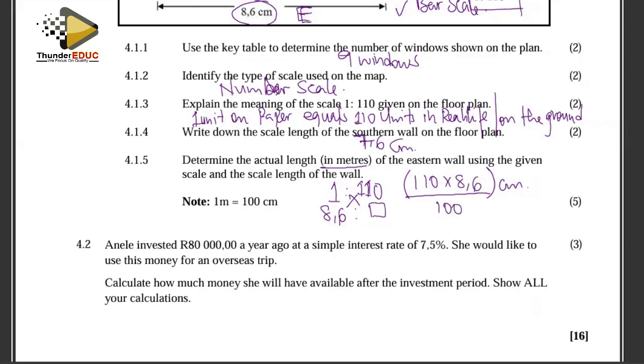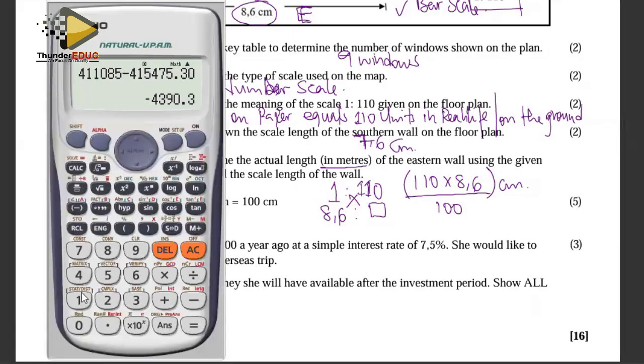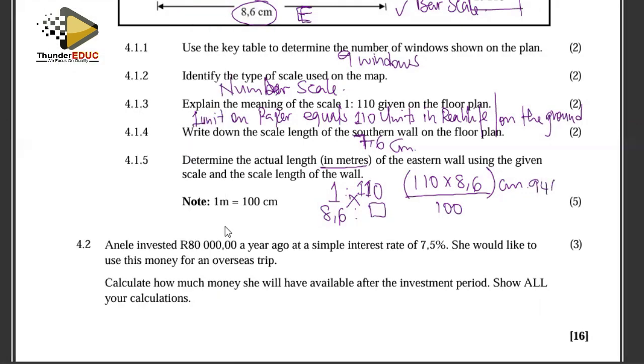Okay, let's come here and we say 110 times 8,6. We have 946 divided by 100, and the answer becomes 9,46. These are now meters. The eastern wall.